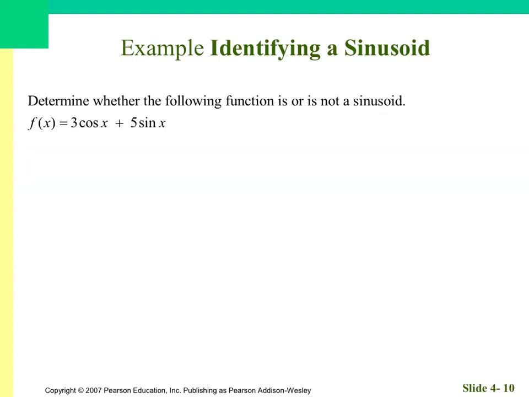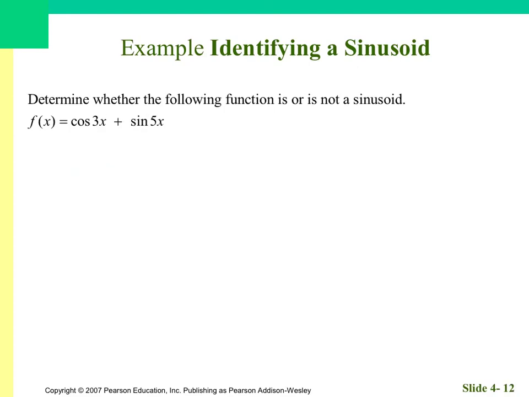So determine whether the following function is or is not a sinusoid. So find the period of 3 cosine x. The period is 2 pi divided by 1, so it's 2 pi. Find the period of the second one. It's also 2 pi divided by 1, so it is the same period, so it is sinusoidal. So yeah, since both functions have the same period.